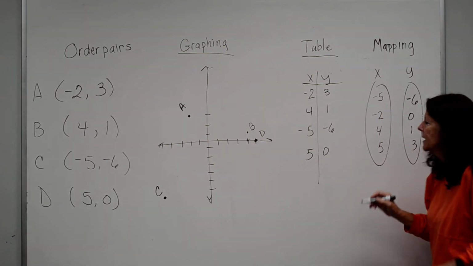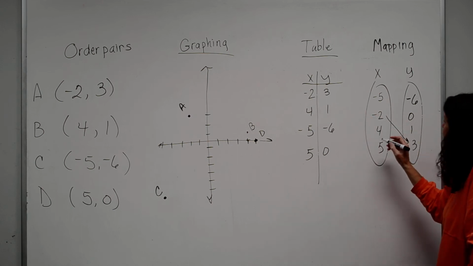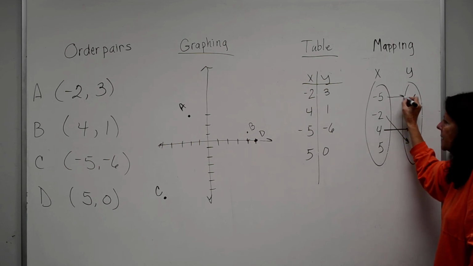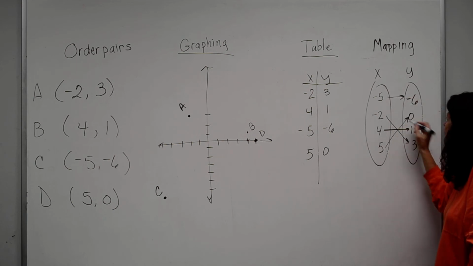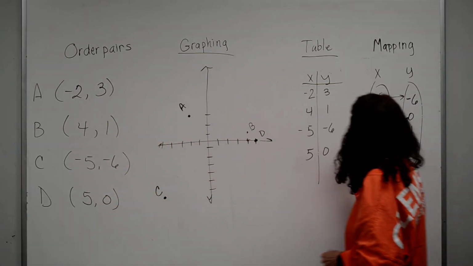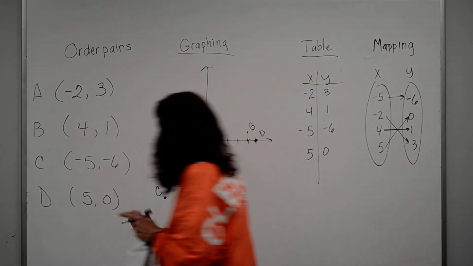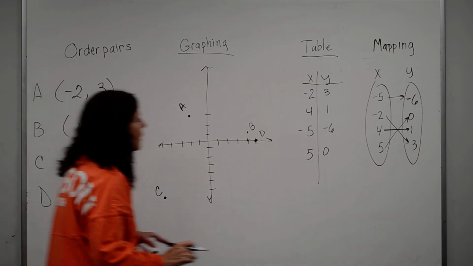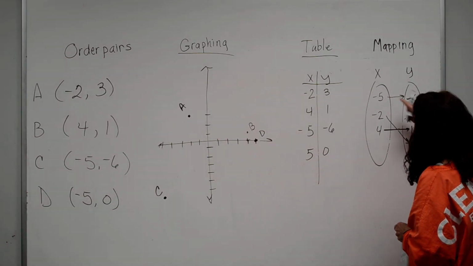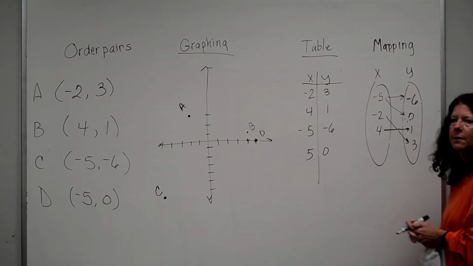Then I draw lines matching. -2 goes with the 3. 4 goes with the 1. -5 goes with the -6. And 5 goes with a 0. Now, if any of these numbers are repeated, you only write it once here. So in other words, if this was a -5 as well, then I wouldn't have that spot, and then this would have 2 arrows coming off of it. Okay?